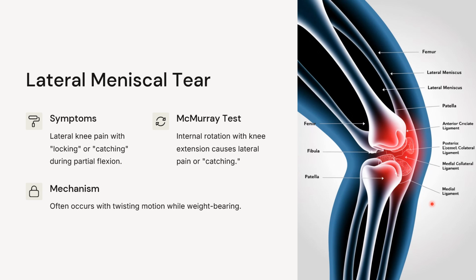To test for a lateral meniscal tear, the examiner will externally rotate the tibia while applying a valgus stress to the knee, that is, pushing outward on the knee joint from inside. The knee is then slowly extended from a flexed position while maintaining the external rotation. As the examiner extends the knee, they feel for a click, a pop, or a catching sensation that may occur in the lateral joint line.